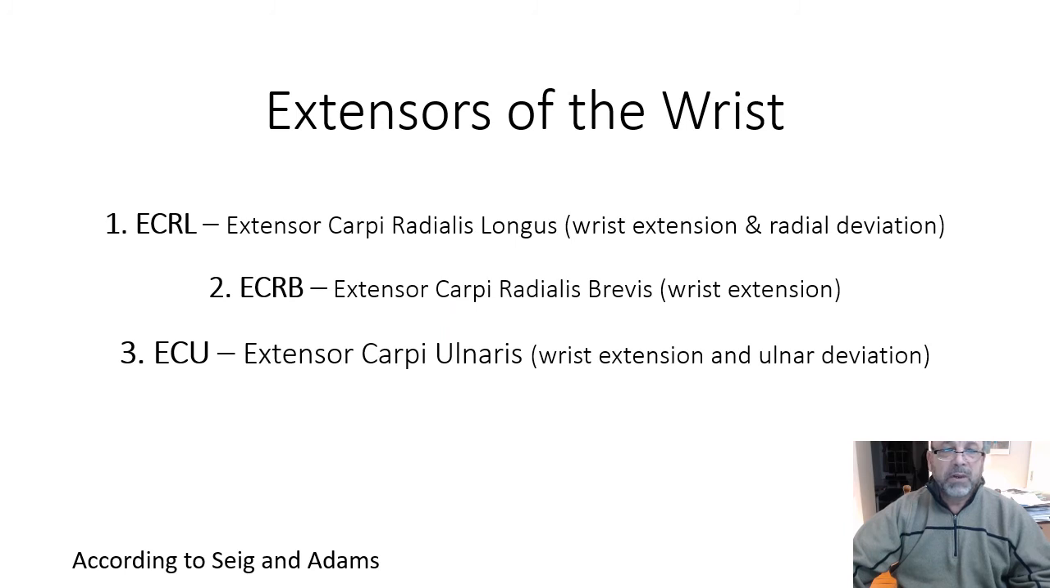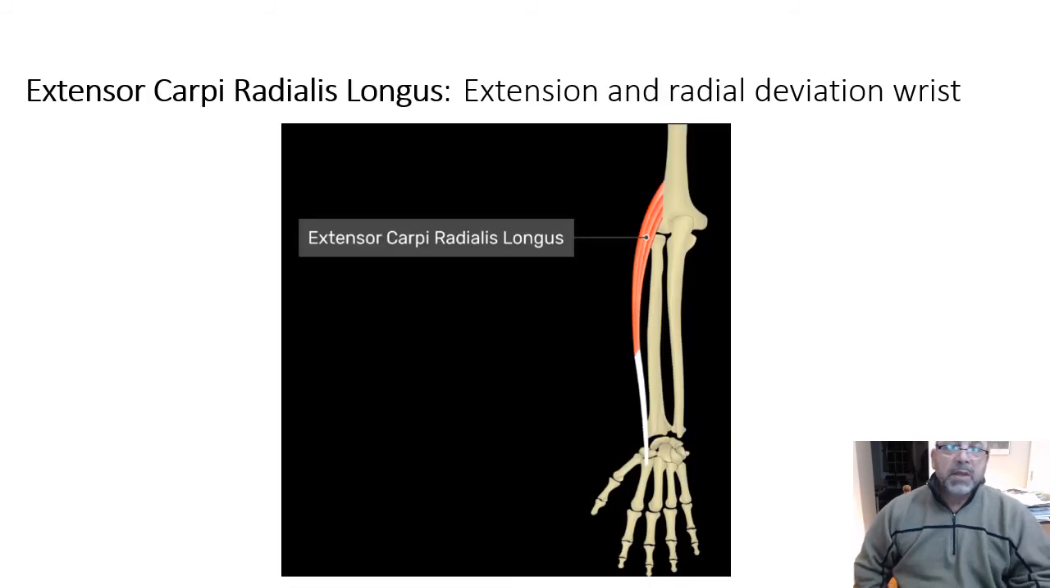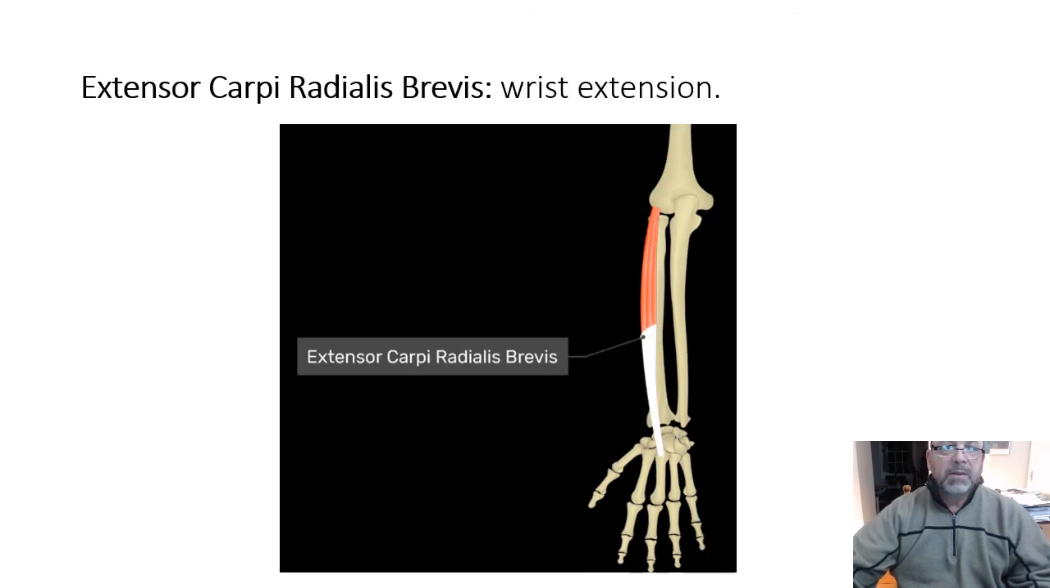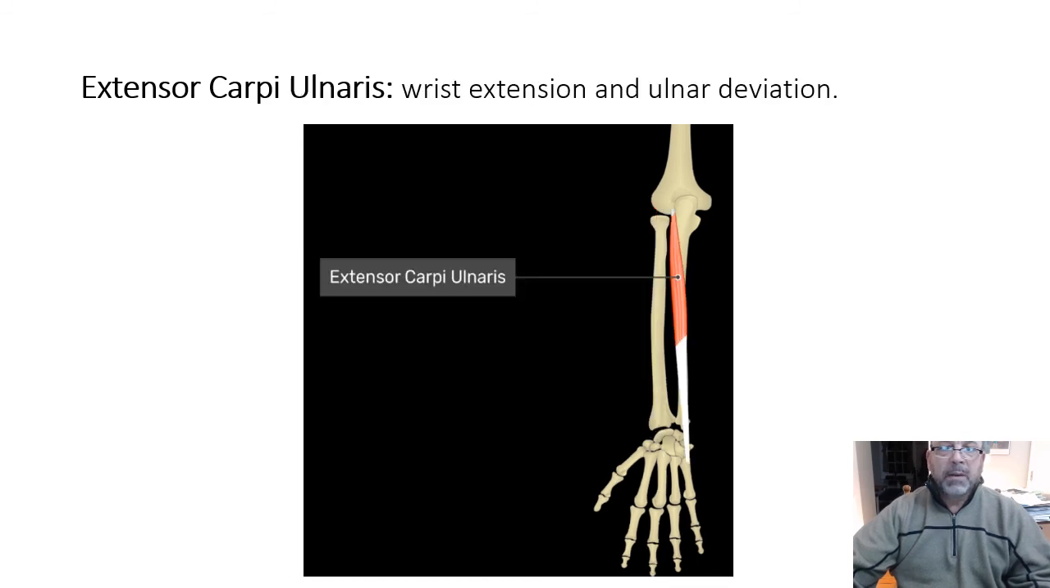The extensors of the wrist include the extensor carpi radialis longus, which can also radially deviate; the extensor carpi radialis brevis, that just does pure wrist extension; and the extensor carpi ulnaris, which can extend the wrist and ulnar deviate. The extensor carpi radialis longus can extend and radially deviate the wrist. Here's an image of it coming down. And then the extensor carpi radialis brevis does pure extension, and the extensor carpi ulnaris does extension and ulnar deviation.